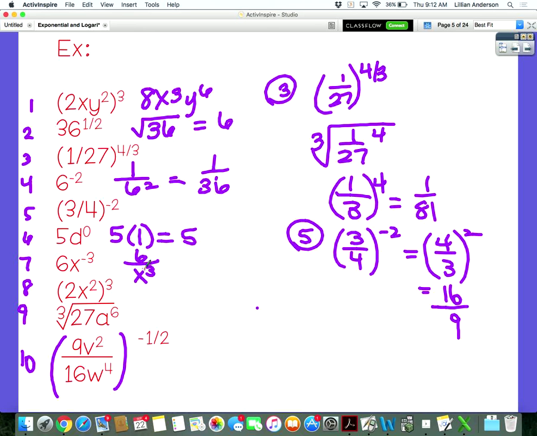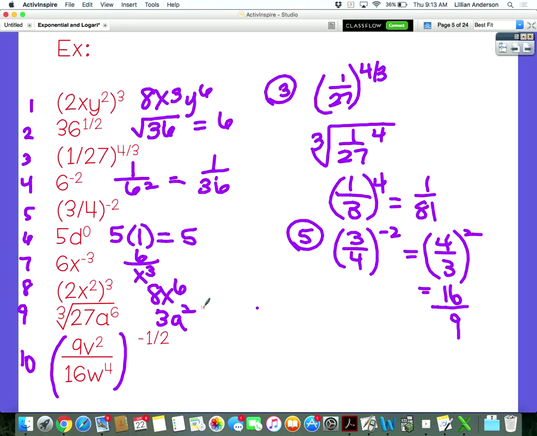Number 8 was 2x squared cubed, which is 8x to the 6. I was looking at the wrong one. Over here, we're going to take the cube root of 27x to the 6, which turns into 3x to the second. Very good.